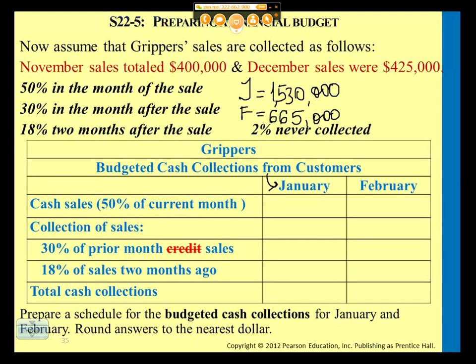Anyone has the cash sales calculated? 765. Okay, 765. All right. Next one, 30%. 127. Okay, 500. 18%.